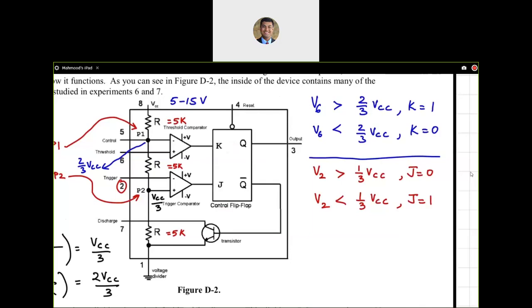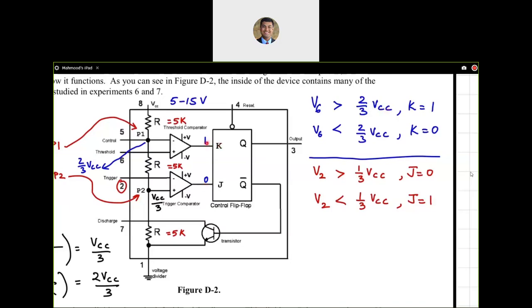So now let's move on to one step ahead. What is going to happen if you have a situation where this is 0 and that is 1? Very possible. When is this going to be possible? It is going to be possible if V6 is greater than 2/3 VCC, and V2 is, let's say, greater than 1/3 VCC. So if V2 is greater than 1/3 VCC and V6 is greater than 2/3 VCC, K is going to be 1 and J is going to be 0.